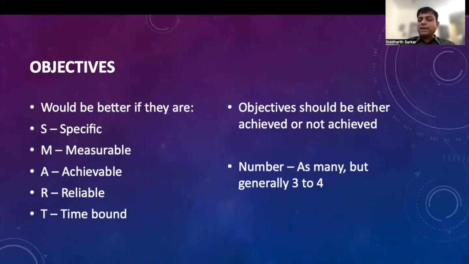An objective should either be achieved or not achieved. If they are too vague or too unclear, then whatever results come, you are somewhere in the middle. Right? So objectives preferably should be something that can be achieved. And the number of objectives, generally 3 to 4 should be good enough. You can have less, you can have more. It is preferred that you have one primary objective because that will determine how your sample size estimation goes. And then there can be 2 or 3 secondary objectives.